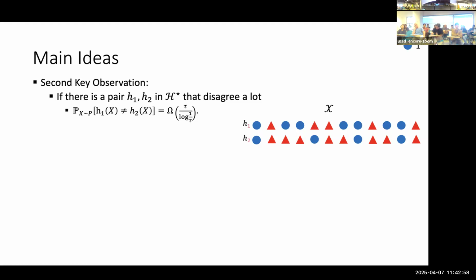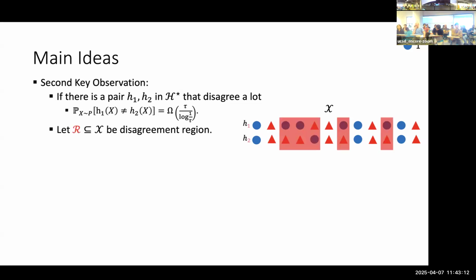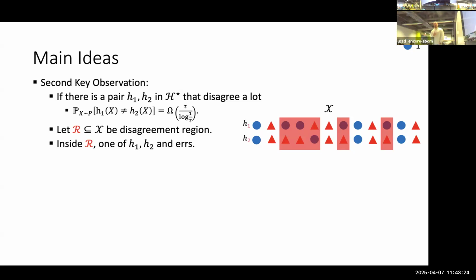And then we say, okay, but what if this is not the case? What happens if there are hypotheses, just one pair, that disagree a lot in their predictions? So they disagree with probability at least tau over log 1 over tau if I draw a new data point. Then we look at one of these regions of the input domain, the region where they disagree. Let's call this R. Inside R, one of them is wrong and one of them is correct, because they have different predictions and there are only two labels. And outside R, either both of them make a mistake or they're both correct, because they make the same predictions.